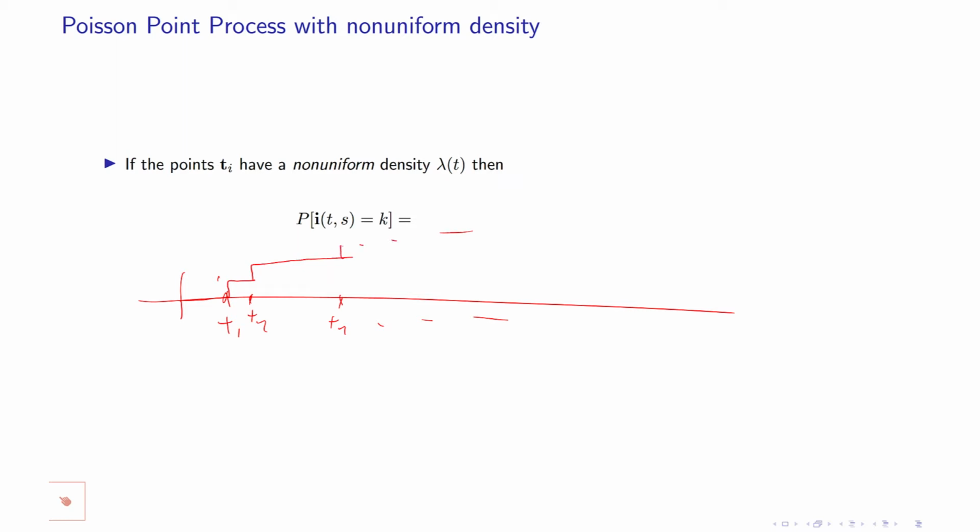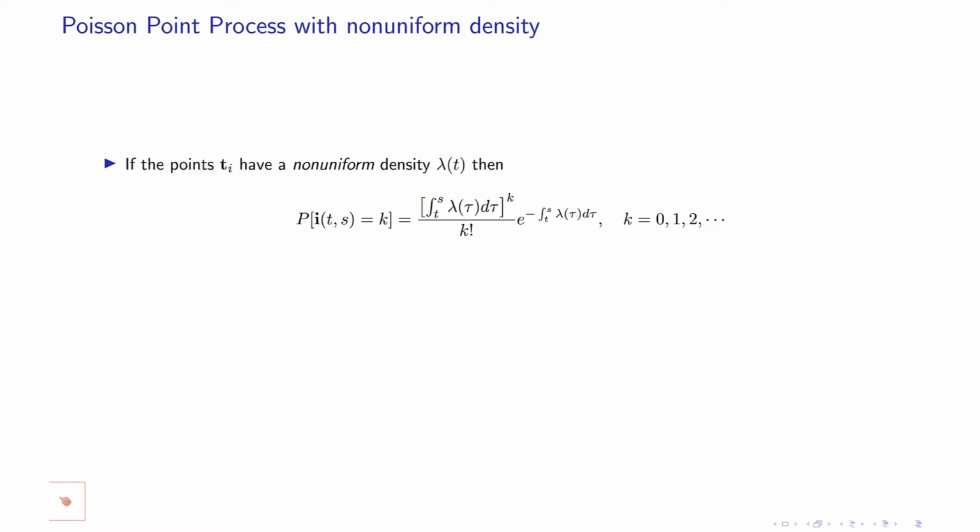So if the distribution of this function is not uniform density, if lambda is changing with time, then we need to update, because for the case that we had uniform distribution, we had P of N(T, S) equal K was equal to (T minus S times lambda) to the power of K divided by K factorial, and this e to the power minus (T minus S) times lambda, for K equals 0, etc.